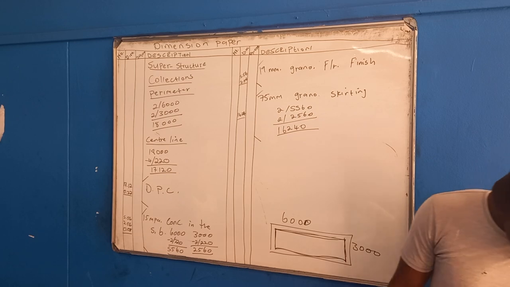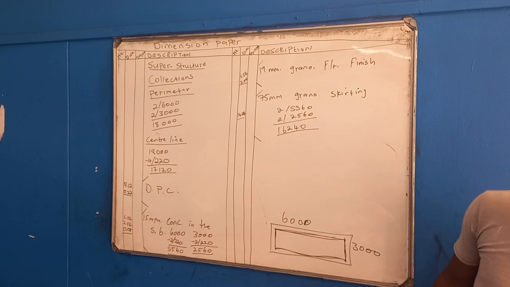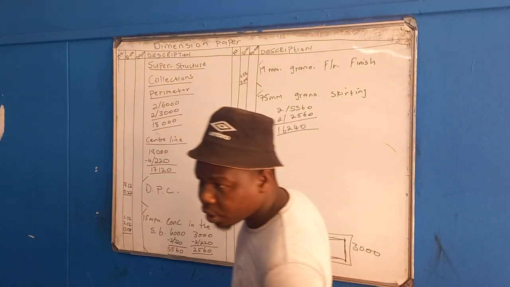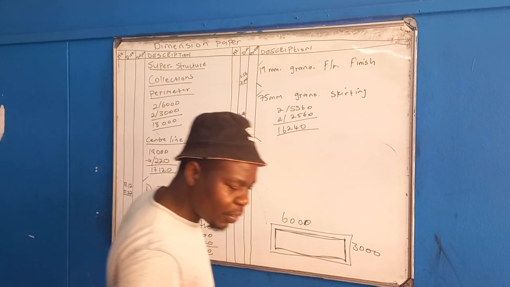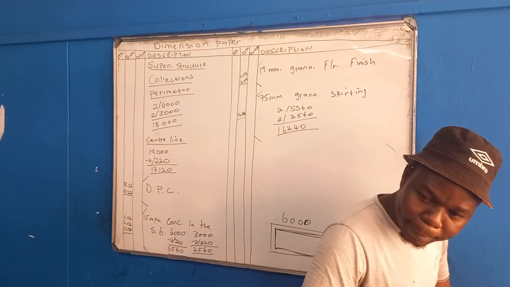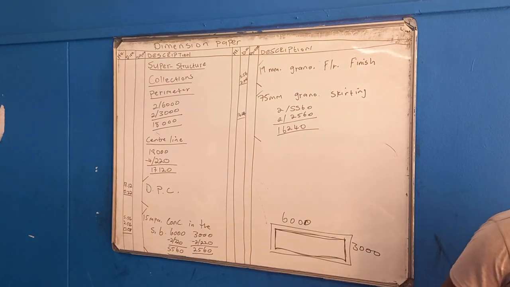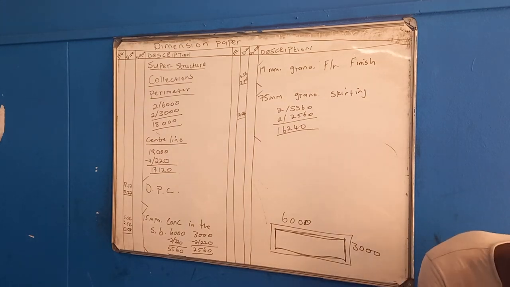floor finish? Again, they said brick walls, surface bed including floor finish. Surface bed including floor finish. If we are dealing with this, we are done. This one, the specification, is there anything that is missing that is part of the floor finish, or the specification? Then we are done, right?